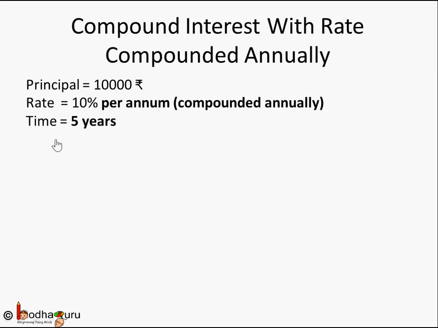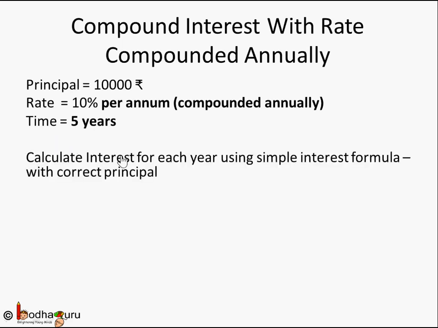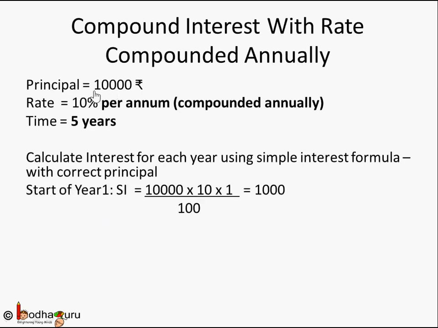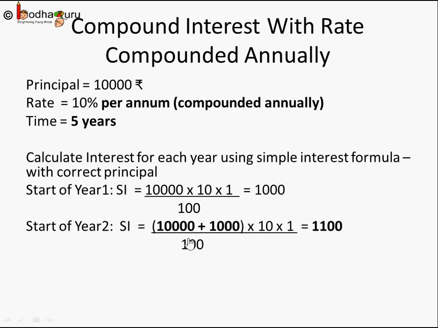Let's say the time for the loan or deposit is 5 years. Let's try to calculate interest for each year using the correct principal. Correct principal means because the principal in case of compound interest is getting increased every year. So for the first year, the principal is same as your original principal, which is 10,000. Rate of interest is 10% into 1 by 100. Compounded annually means what you earn in 1,000 rupees or the simple interest at the end of first year will be added to the year 2.